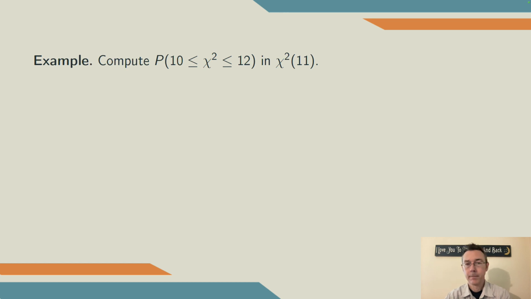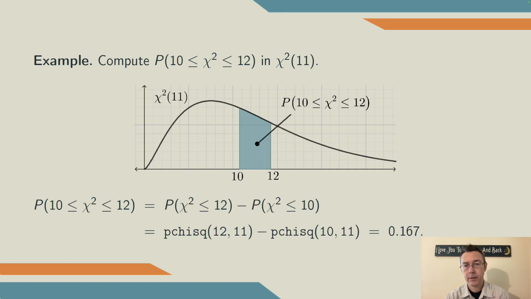One more example. Compute the probability that chi-squared is between 10 and 12 in chi-squared of 11. Here's the picture. I'm going to find the area to the left of 12 and then subtract off the area to the left of 10 to get the area in between 10 and 12. pchisq of 12 comma 11 minus pchisq of 10 comma 11, I get about 0.167.